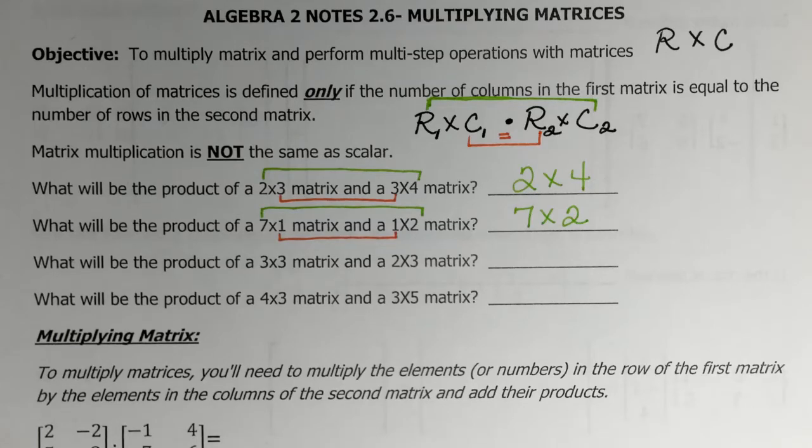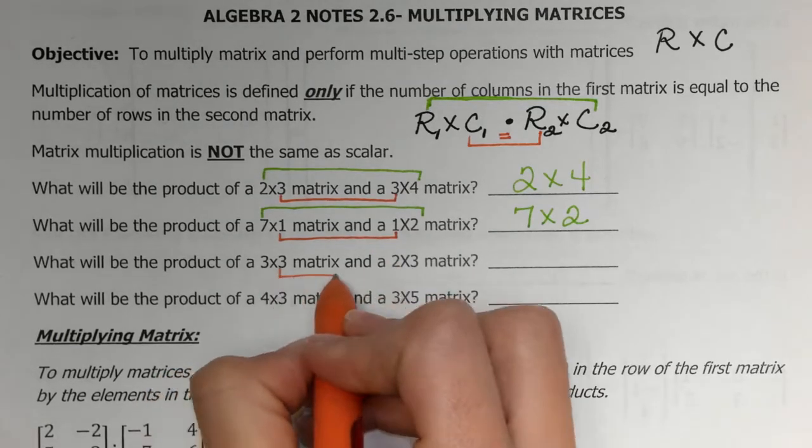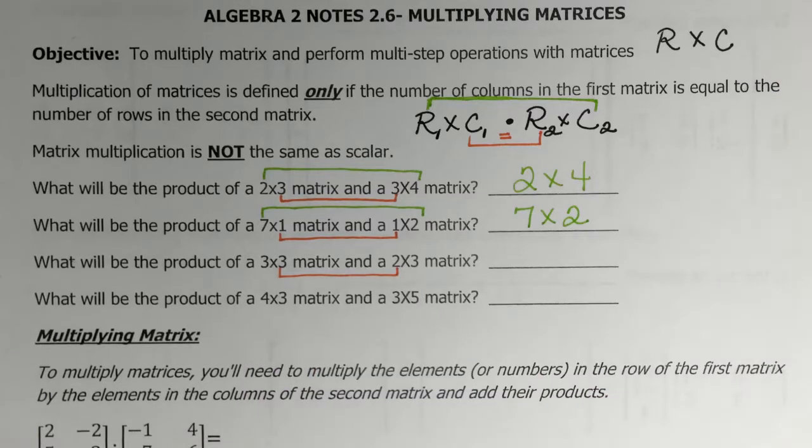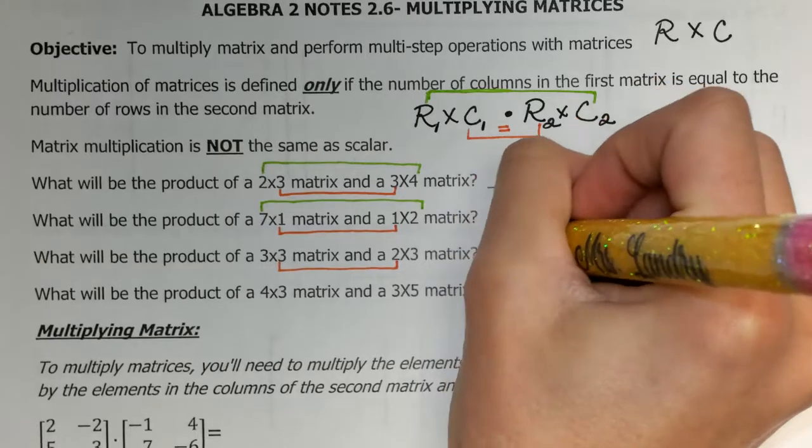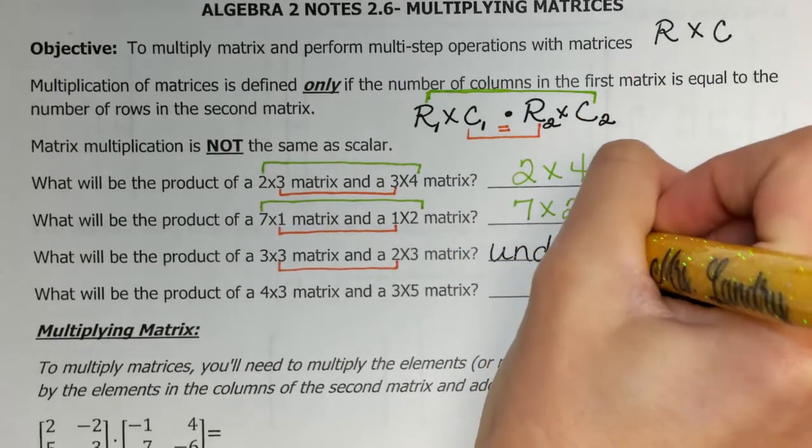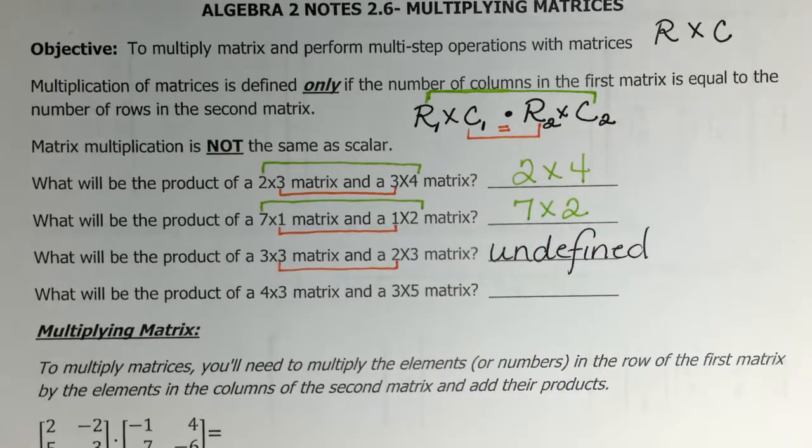Okay? And then if I do a 3 by 3 and a 2 by 3, can I multiply that? No. If you can't multiply it, it's called undefined. You just put undefined. Last time, when we couldn't add or subtract, we said not possible. Now with multiplication, we're going to say undefined. So you're going to have to keep the two separate in your head. Okay?